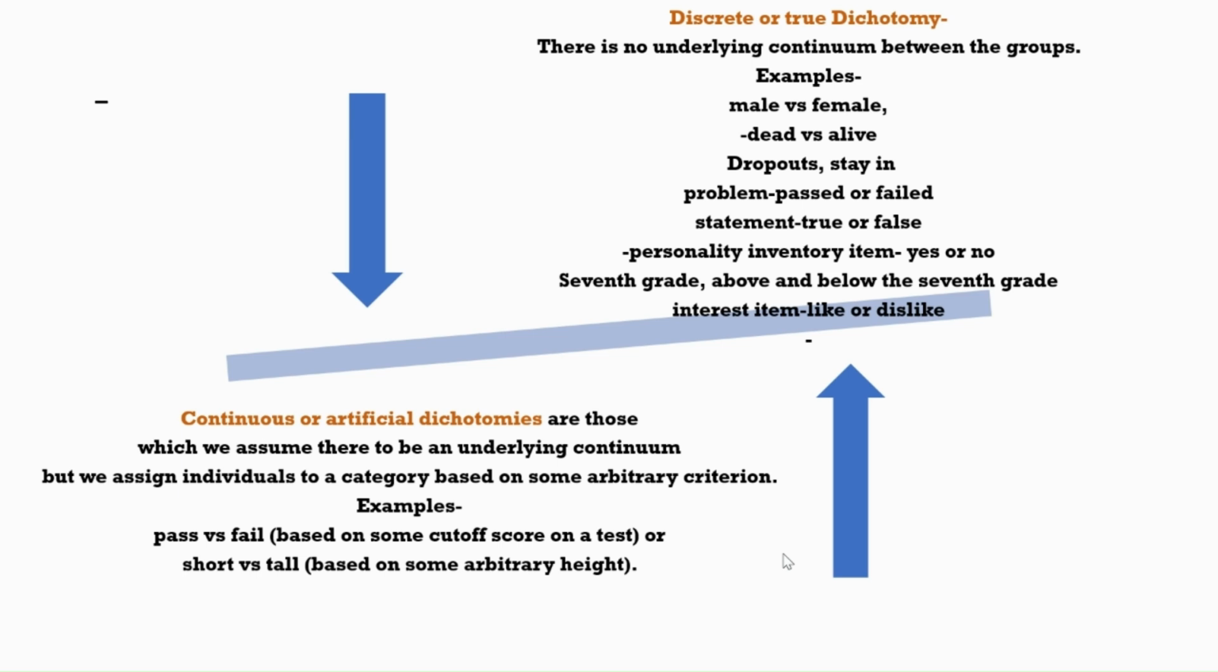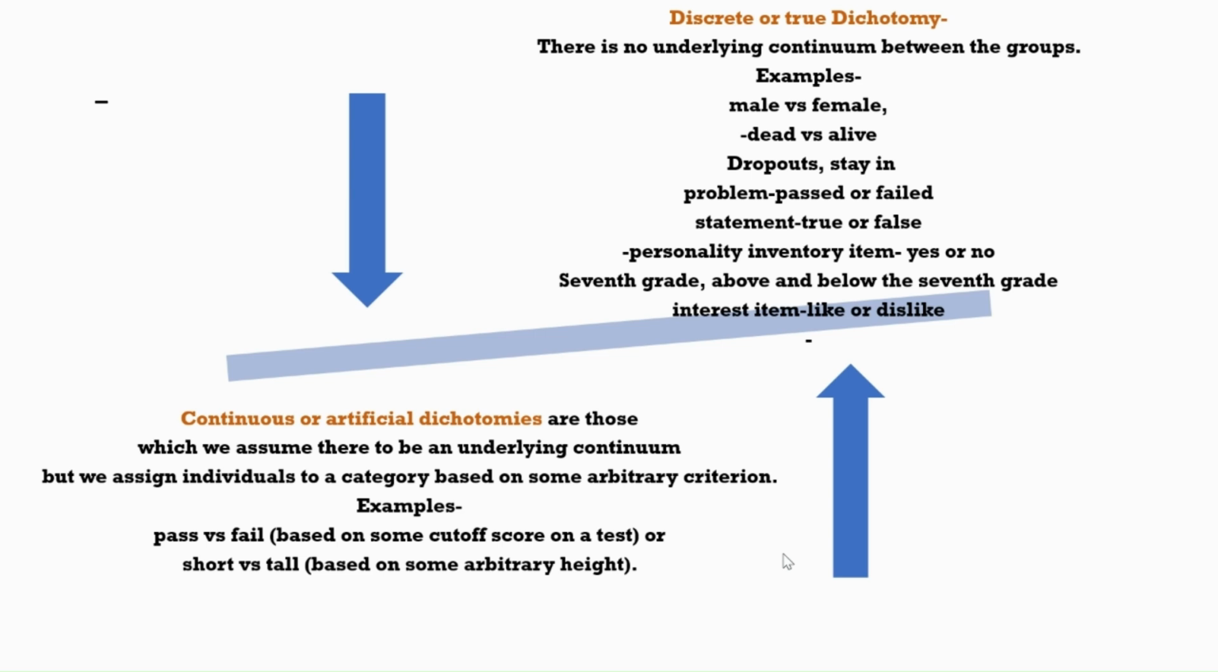And personality inventory items, two responses may be yes or no. Seventh grade, above and below the seventh grade. And interest items, response may be like or dislike. These are the examples in which there is true dichotomy, or this is the discrete nature.